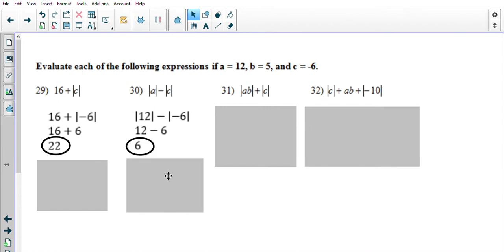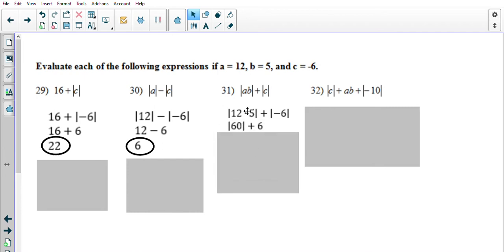Number 31, we have A and B squished side by side, which means we need to multiply. So we have the absolute value of 12 times 5 plus, once again, the absolute value of negative 6. 12 times 5 is 60. So I have the absolute value of 60 plus 6, since the absolute value of negative 6 is 6. The absolute value of 60 is 60, and 60 plus 6 is 66. All right, too many sixes.